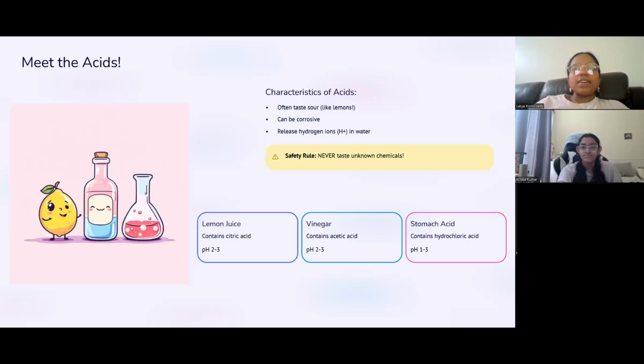So all of these are examples of acids because they have a low pH, which directly shows us that they are known to be acids. And the lower the pH, the stronger the acid is. So stomach acid is pretty strong.